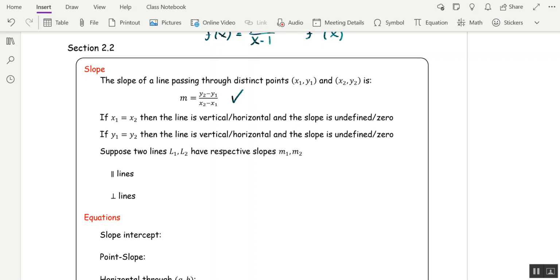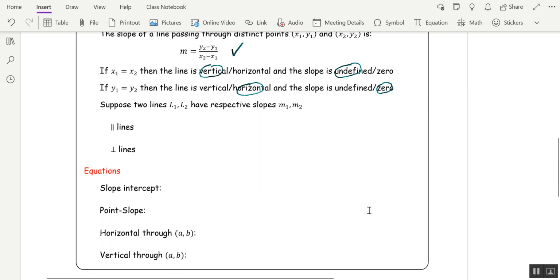Then you need to know how to find the equation of a vertical line versus a horizontal line. In the slope formula, if x1 is equal to x2, then you have 0 in the denominator. The slope is undefined, so you have a vertical line. If y1 equals y2, then the numerator is 0. You have a horizontal line with slope 0.